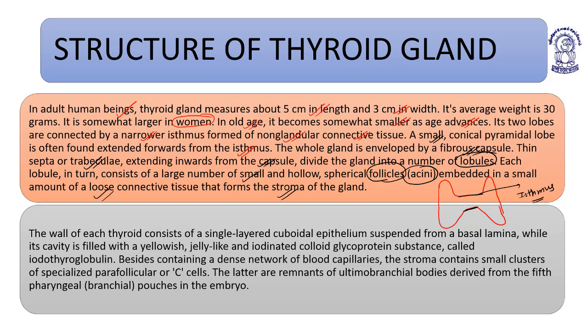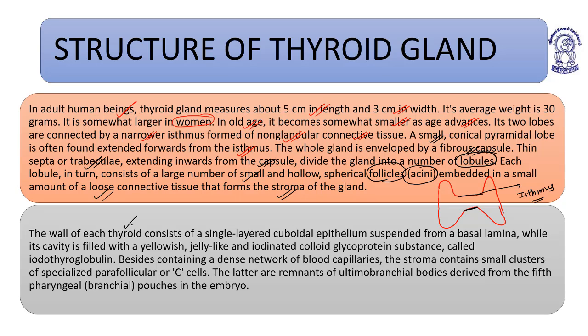So the whole gland is enveloped by a fibrous capsule. The septae or trabeculae divide this fibrous capsule towards inside into lobules. These lobules further consist of a large number of small and hollow spherical follicles. These spherical follicles are known as what? Acini. They are embedded in a small amount of loose connective tissue that forms the stroma of the gland.